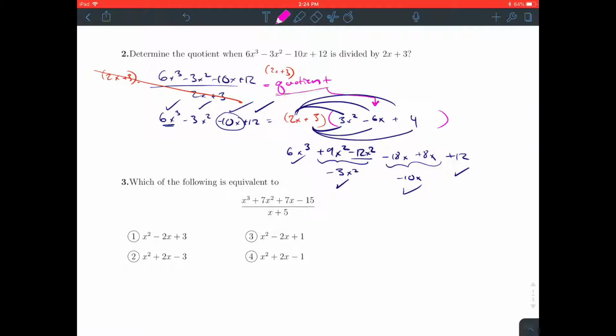The one thing that might be difficult here is where is the answer to our problem? The answer to our problem was we were trying to find the quotient. This pink group in parentheses, this is our quotient. So the quotient for the division problem was 3x squared minus 6x plus 4.